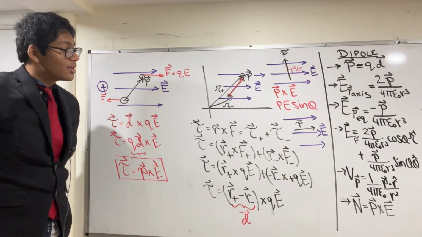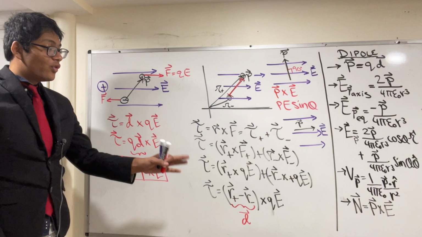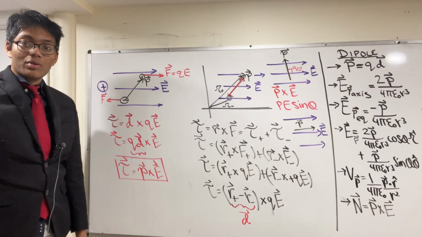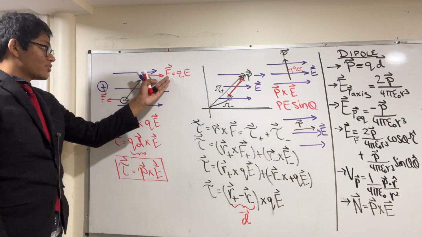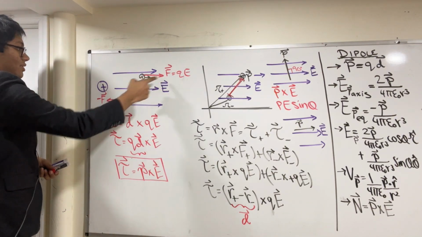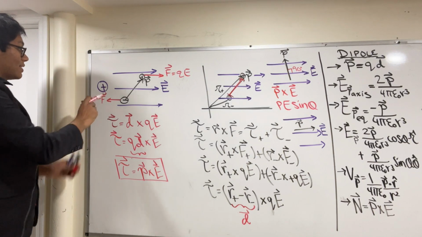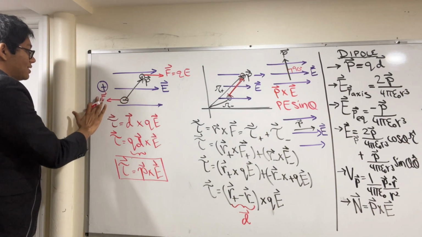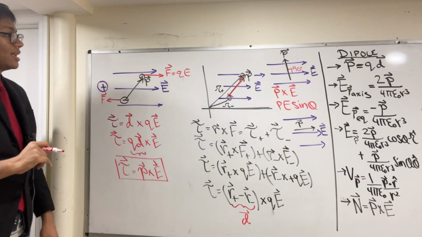Now let's talk a little bit about the force exerted on an electric dipole. In a uniform field, there will be no net force, right? The forces are equal and opposite. They're going to cancel each other out. F here, F in the opposite direction, they're going to cancel each other out. The direction is indicated by this arrow, so I don't need a minus sign there.